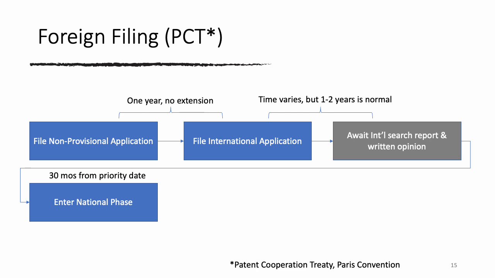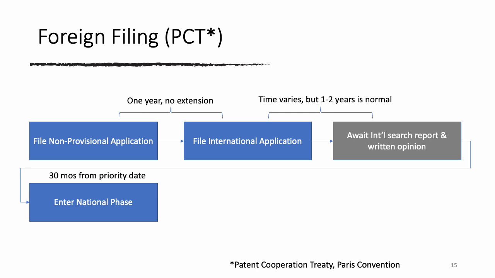You have 1 year from the time you disclosed, and it doesn't say this here, but it includes even if you filed a provisional. You have 1 year from the time you first disclosed anything within which to file your international application. That's also not extendable. So you file that, and now you have 1 to 2 years where you're waiting for your international search report, which is the beginning of your examination.